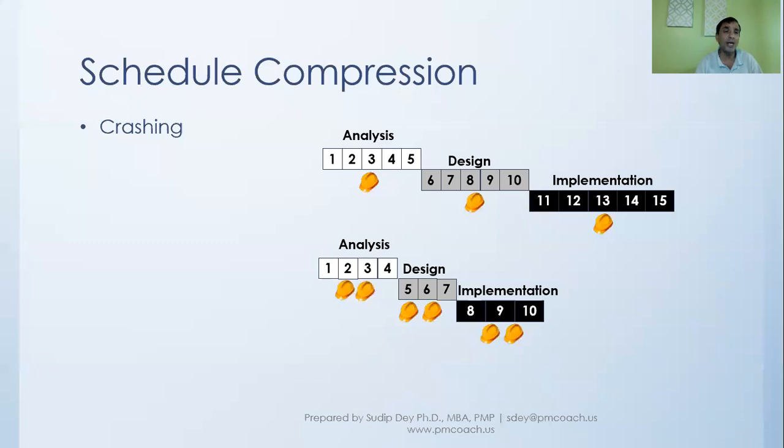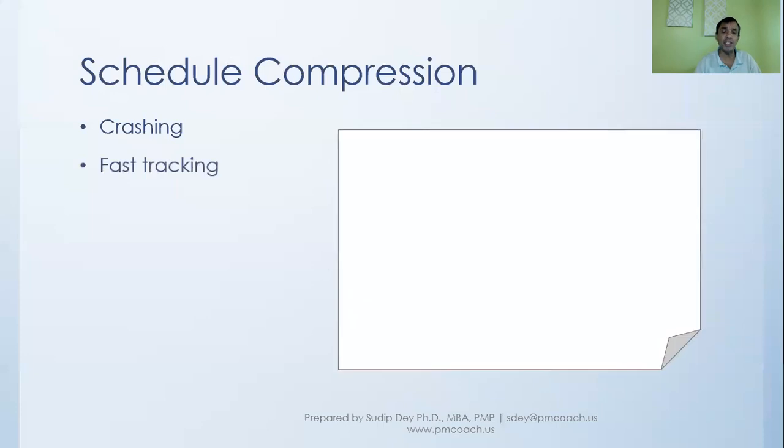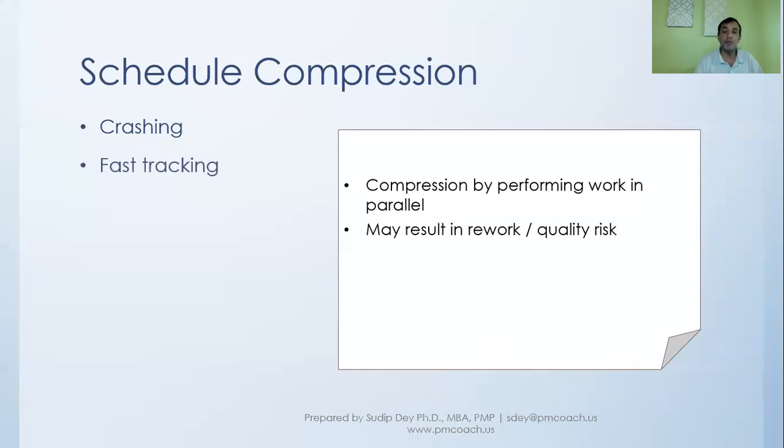As opposed to crashing, there is something called fast tracking. In fast tracking, instead of putting in additional resources, we compress by performing work in parallel. Now, when we work in parallel, again, it might result in some rework, it might result in some quality issues, and so on. And it might also require increased coordination effort because you are doing multiple things in parallel.